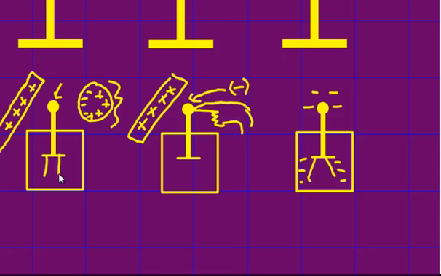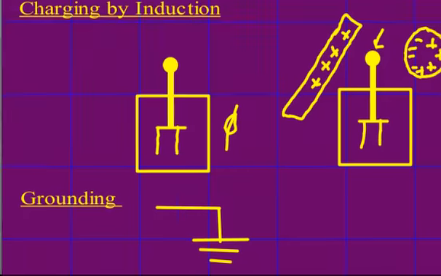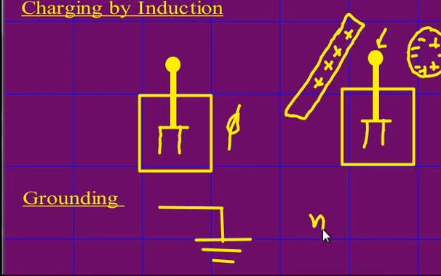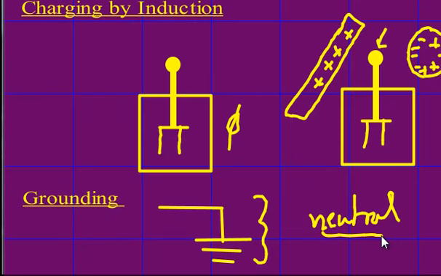All right, let's talk about grounding, the process of grounding an object. When you ground an object, it returns to neutral. You see here the electrical symbol for ground, which is to return it to the neutral state. And the way grounding works is it connects to the ground or the Earth.